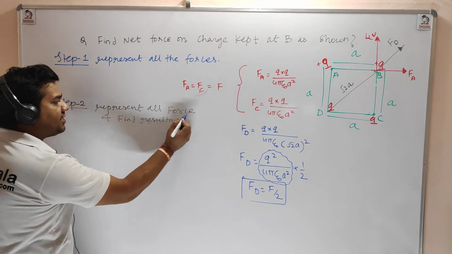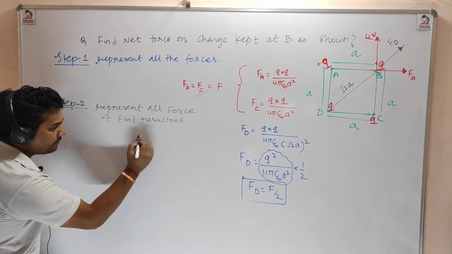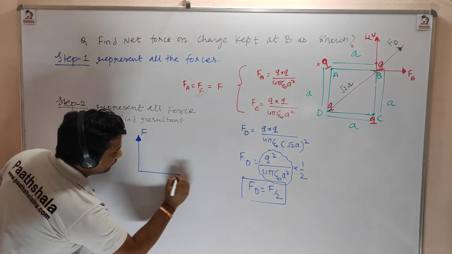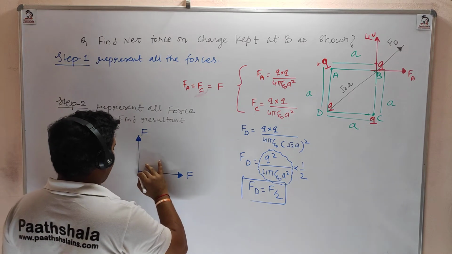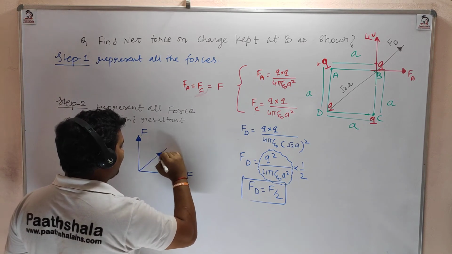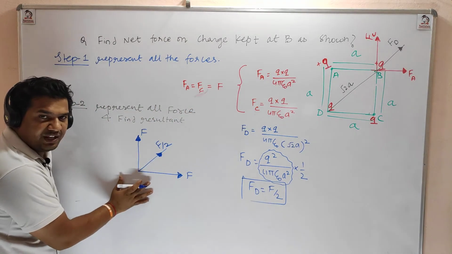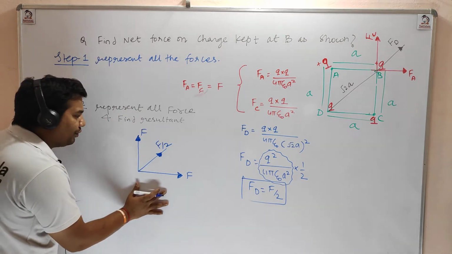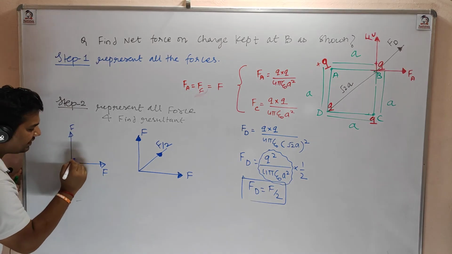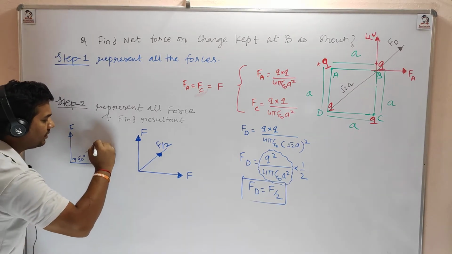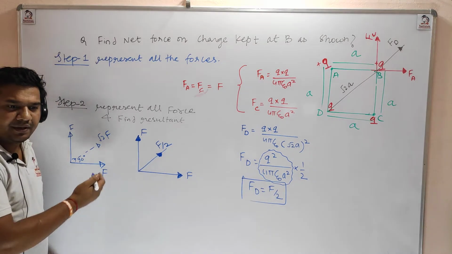Our next step is to represent all the forces and find the resultant. Means represent all the forces separately: this is F, this is also F, and Fd here is F by 2. So all three forces acting on Q placed at B are represented here. I already told you, when two equal forces act at 90 degrees with each other, the resultant is root 2 times. In today's class I told you, do you remember?